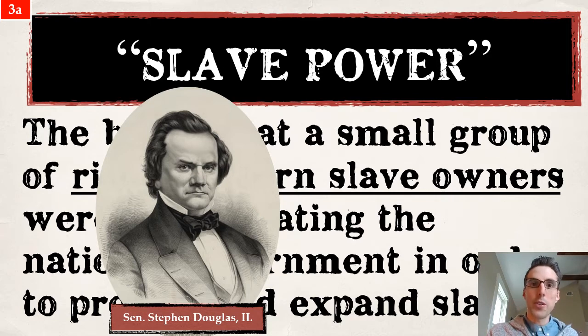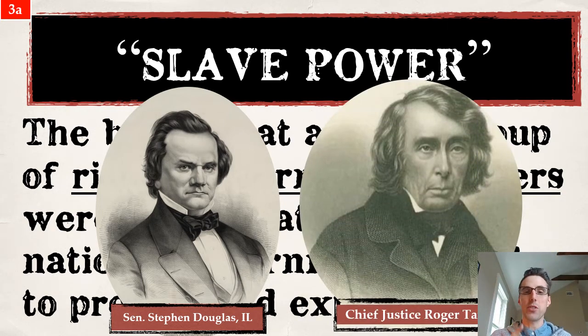He wanted the railroad to go right across the West. That allowed Kansas and Nebraska to become states, but slavery was open there. It led to tons of violence. He's going to be accused by Lincoln of being part of the slave power, along with our main man, Chief Justice Roger Taney.